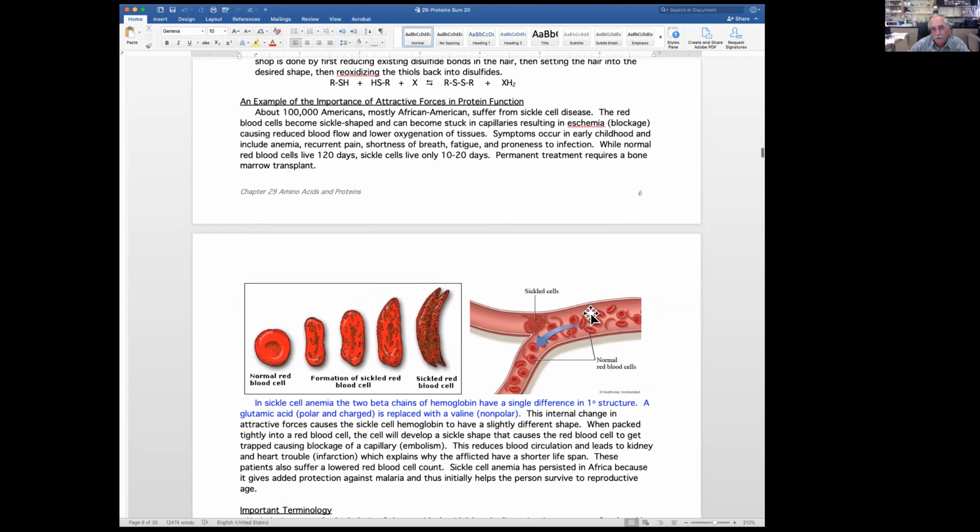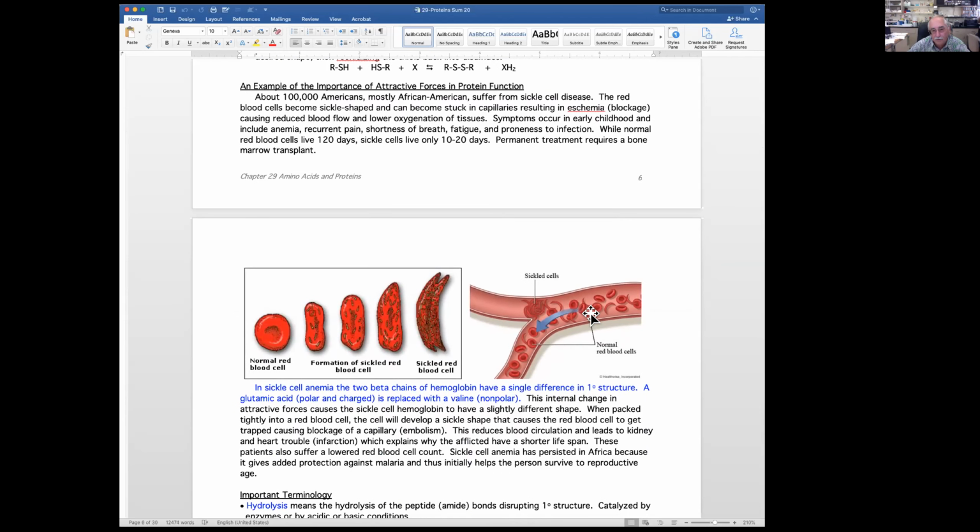So here's an example of the importance of attractive forces in protein function. About 100,000 Americans have sickle cell disease, and the red blood cells become sickled. So here's a normal red blood cell. Here's a sickle cell at full maturity. And in fact, people don't realize this. If you look at the shape and dynamics of a red blood cell, it is perfectly designed to pass through the smallest capillaries.